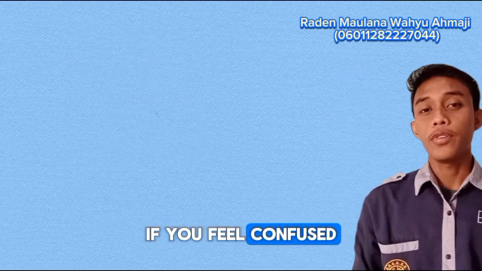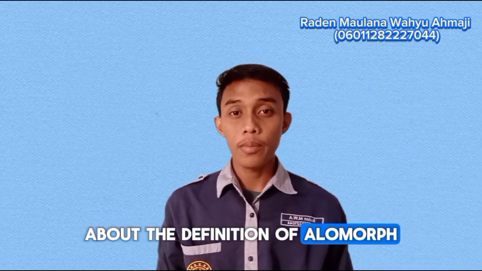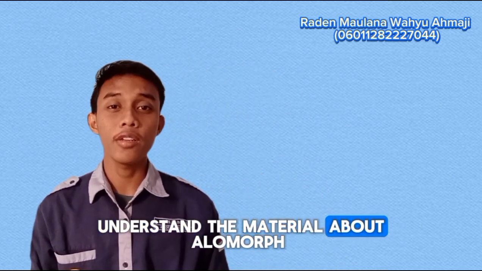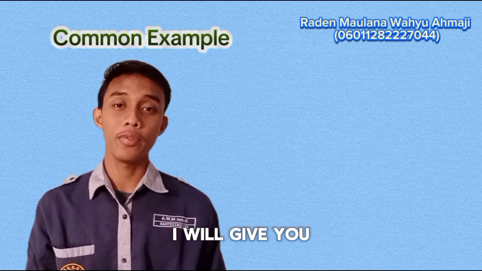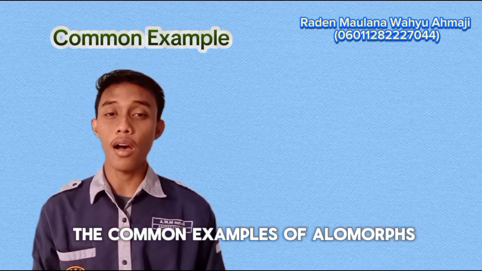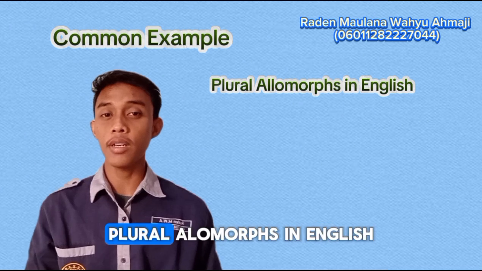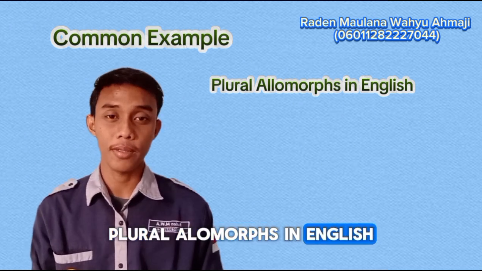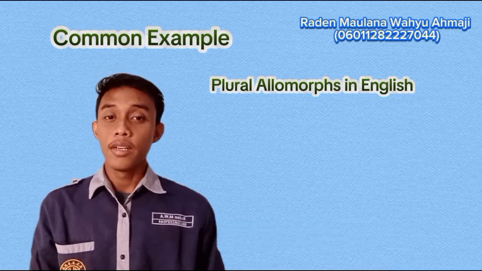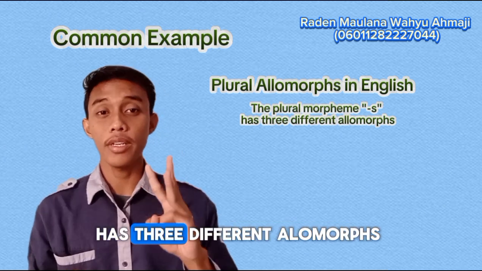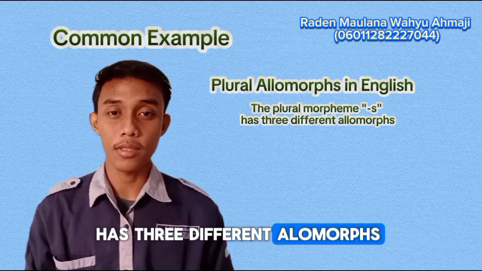If you feel confused about the definition of allomorph, and to help you understand the material about allomorphs, I will give you some common examples of allomorphs. The first example is plural allomorphs in English. The plural morpheme has three different allomorphs.